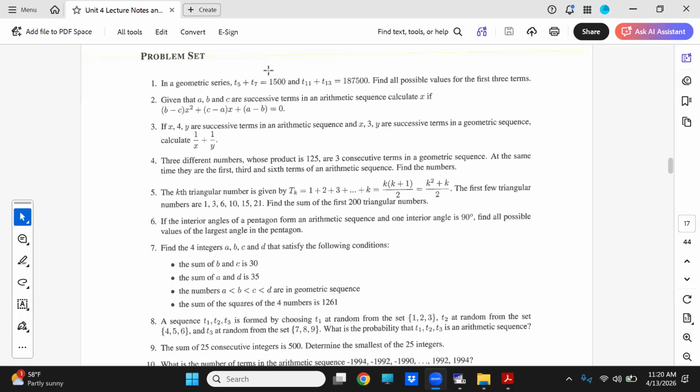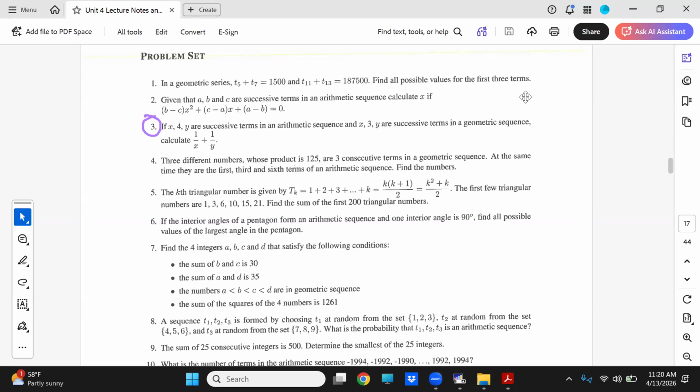For number 3, here's how to approach number 3. You're told x, 4, y represent successive and consecutive terms in an arithmetic sequence. x, 3, y are successive terms in a geometric sequence. Calculate 1 over x plus 1 over y.